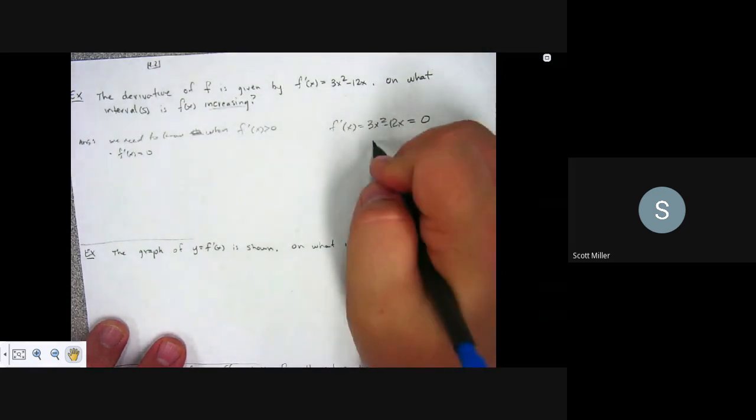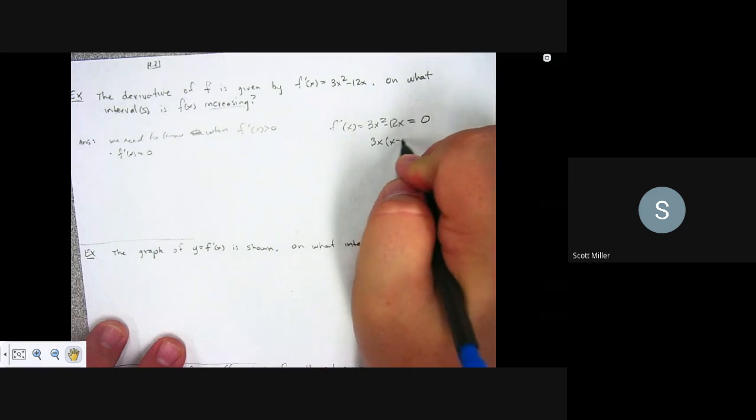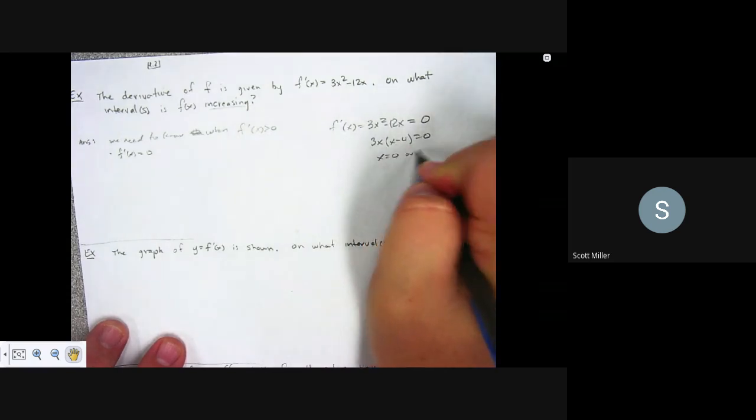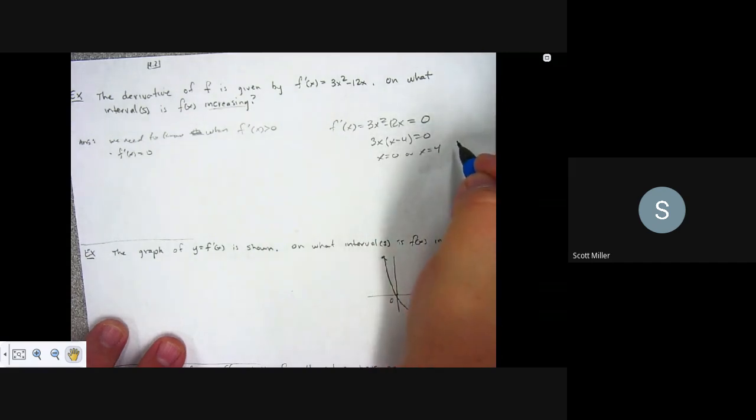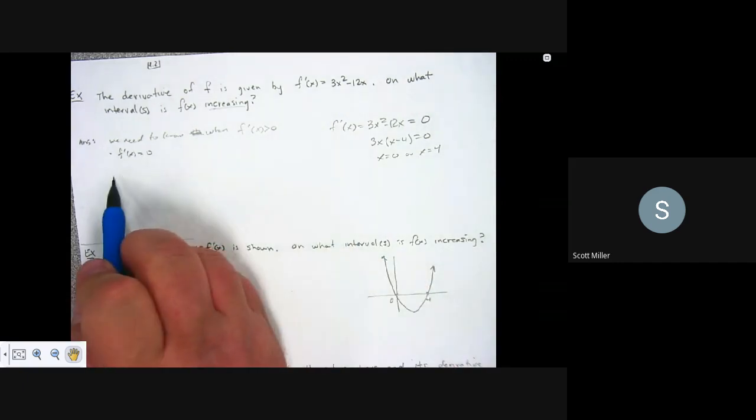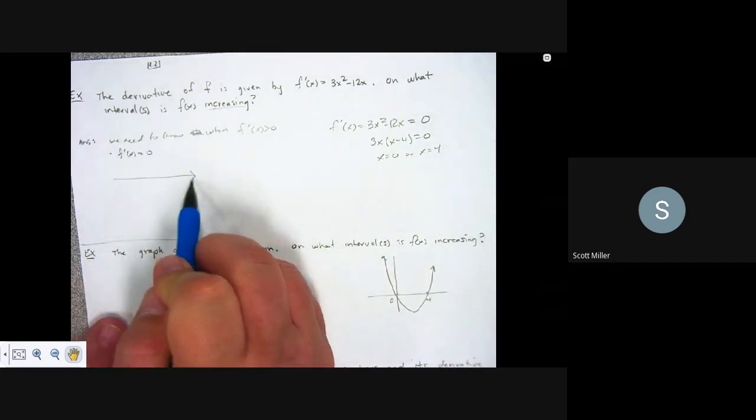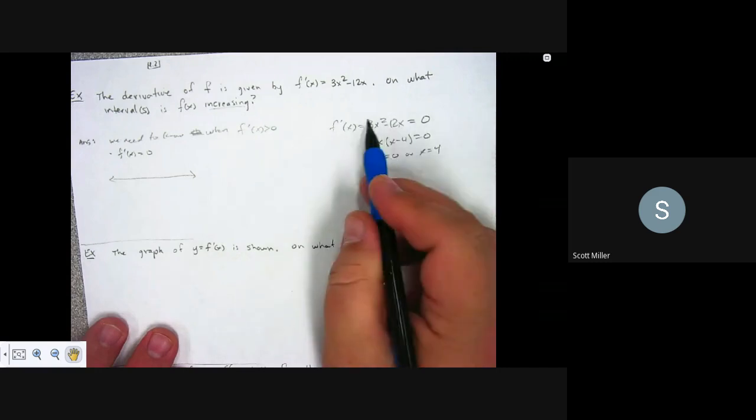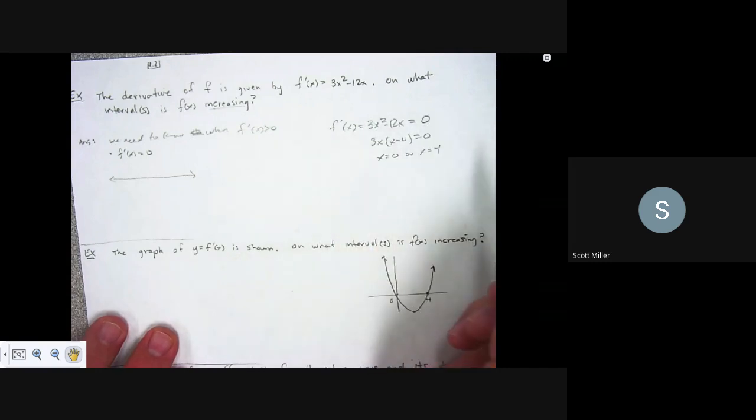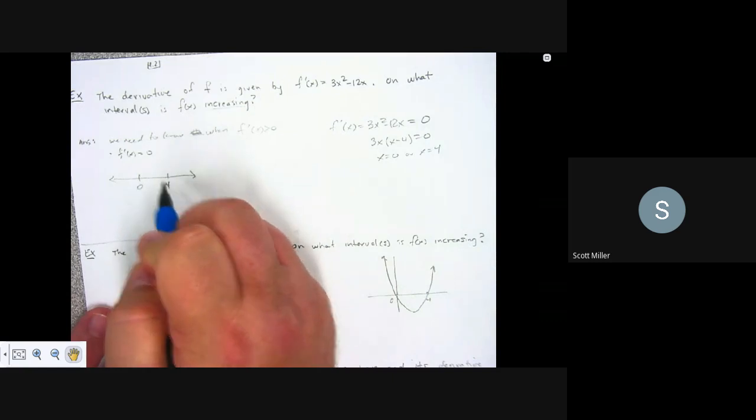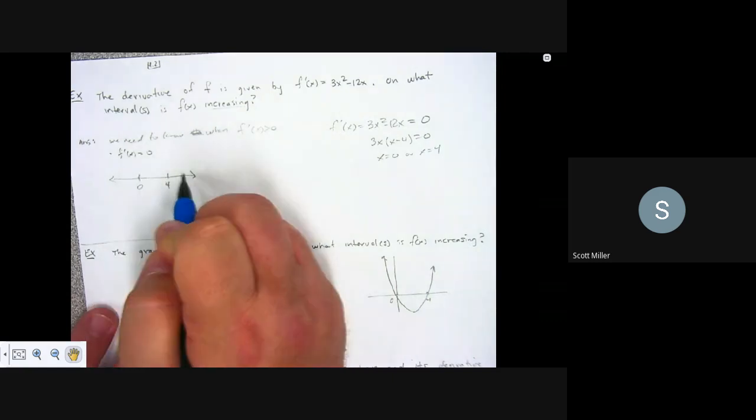We factor this out and solve, so I get x equals 0 or x equals 4. So I have two locations. We then go and make a number line. It doesn't have to be big. Put those 2 points in there because those are where the derivative is 0. Remember, those are called critical points. Put them in your table as a reference. This is where it is 0.